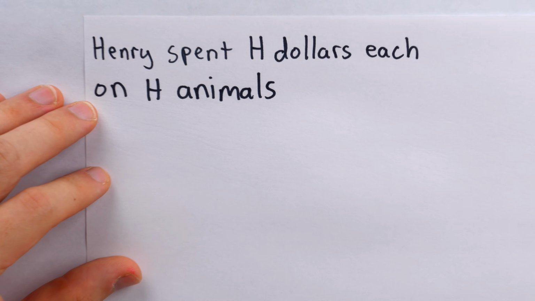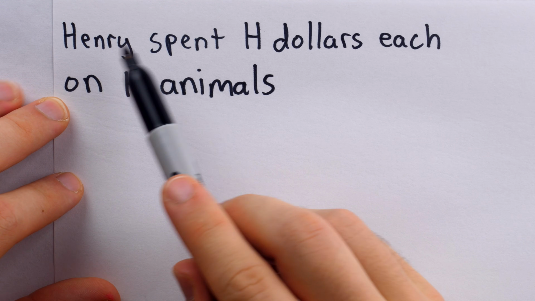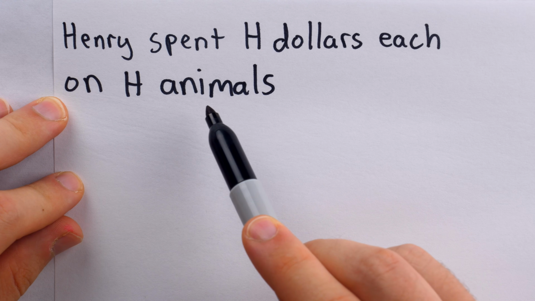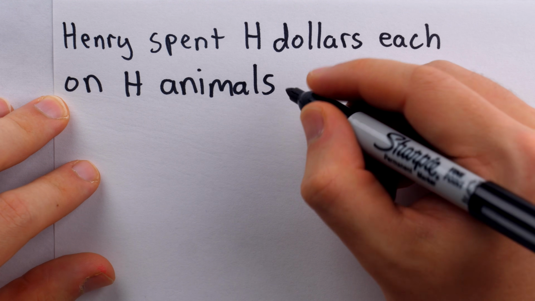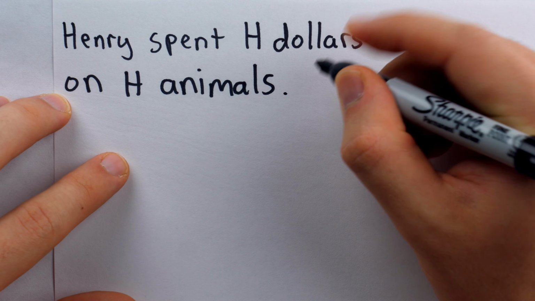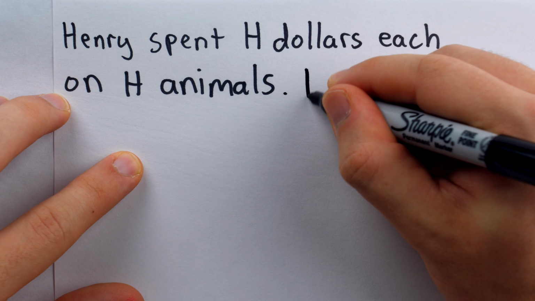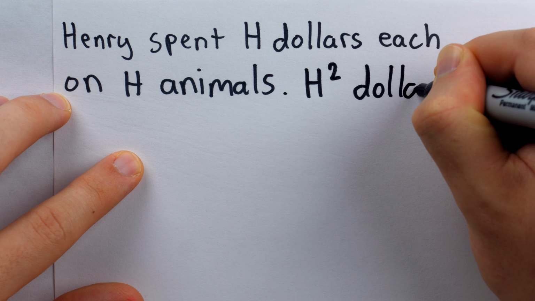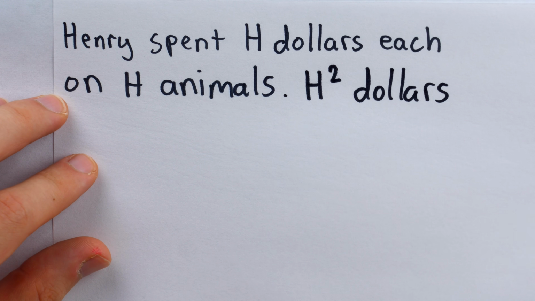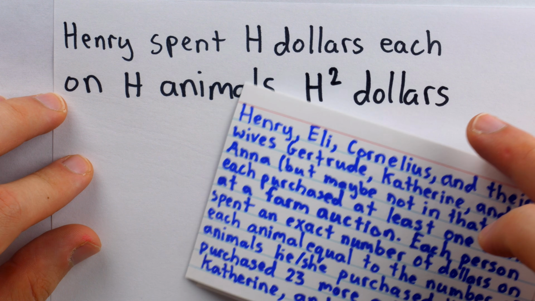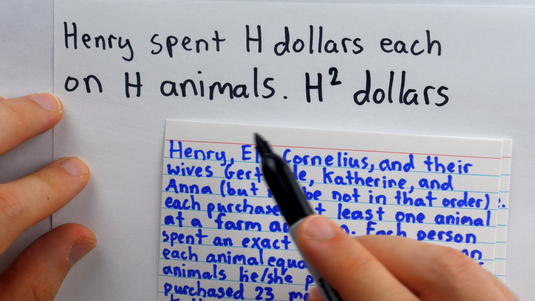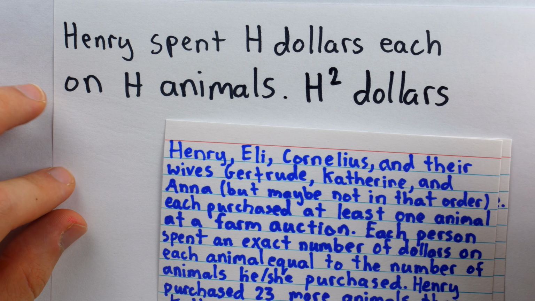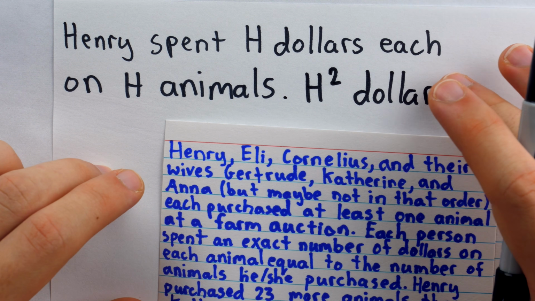More generally, since we don't know how much Henry spent, we could say that Henry spent H dollars each on H animals. So how much money did Henry spend total? Well, H dollars on H animals, that would be H squared dollars total. And we can name and quantify the amount of money each of the other 5 people spent in a similar way. If Eli spent E dollars on E animals, then he spent a total of E squared dollars.